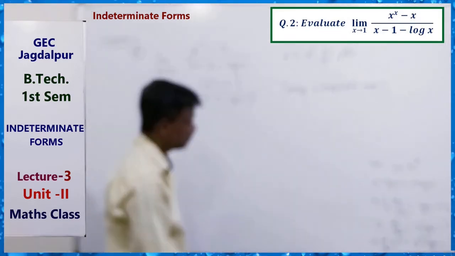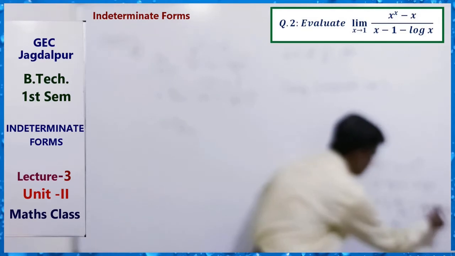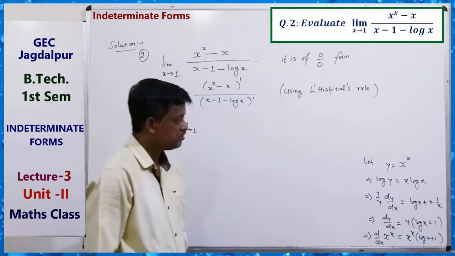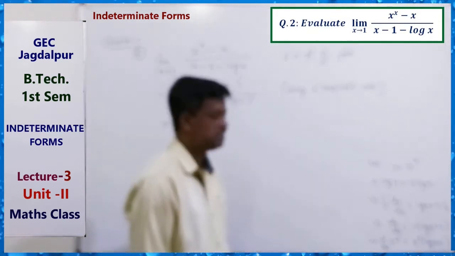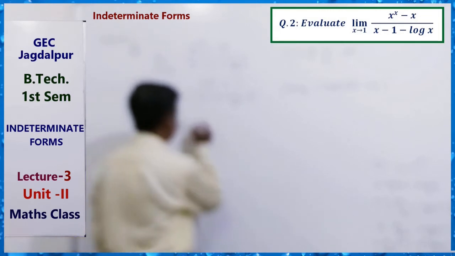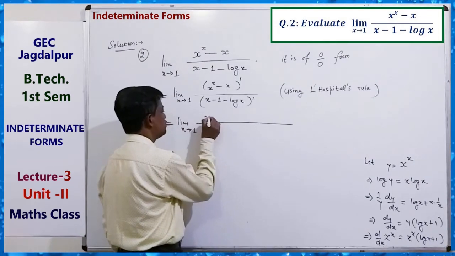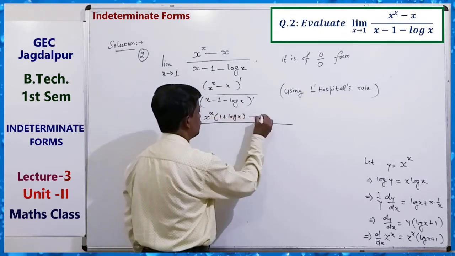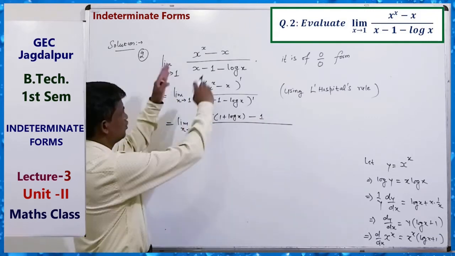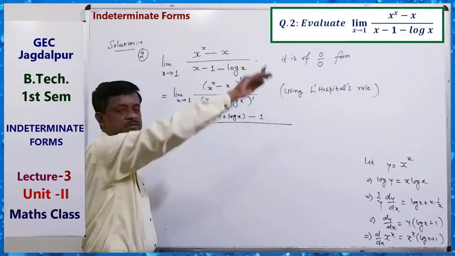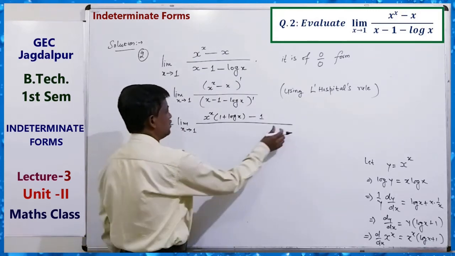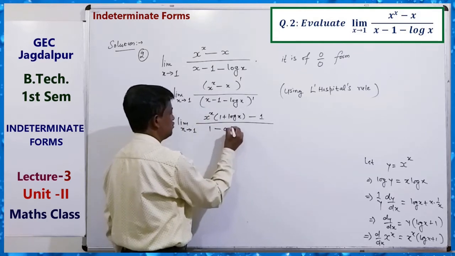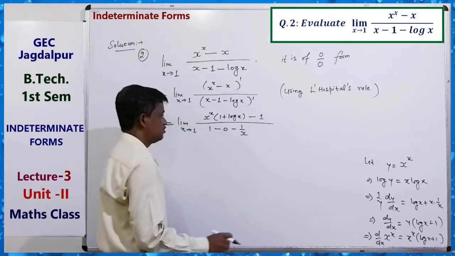Sorry, this is a plus sign. So the derivative is x to the power x (1 plus log x). So just write here x to the power x (1 plus log x) minus 1 in the numerator, and similarly in the denominator the differentiation is 1 minus 0 minus 1 by x. Just we get it like this.